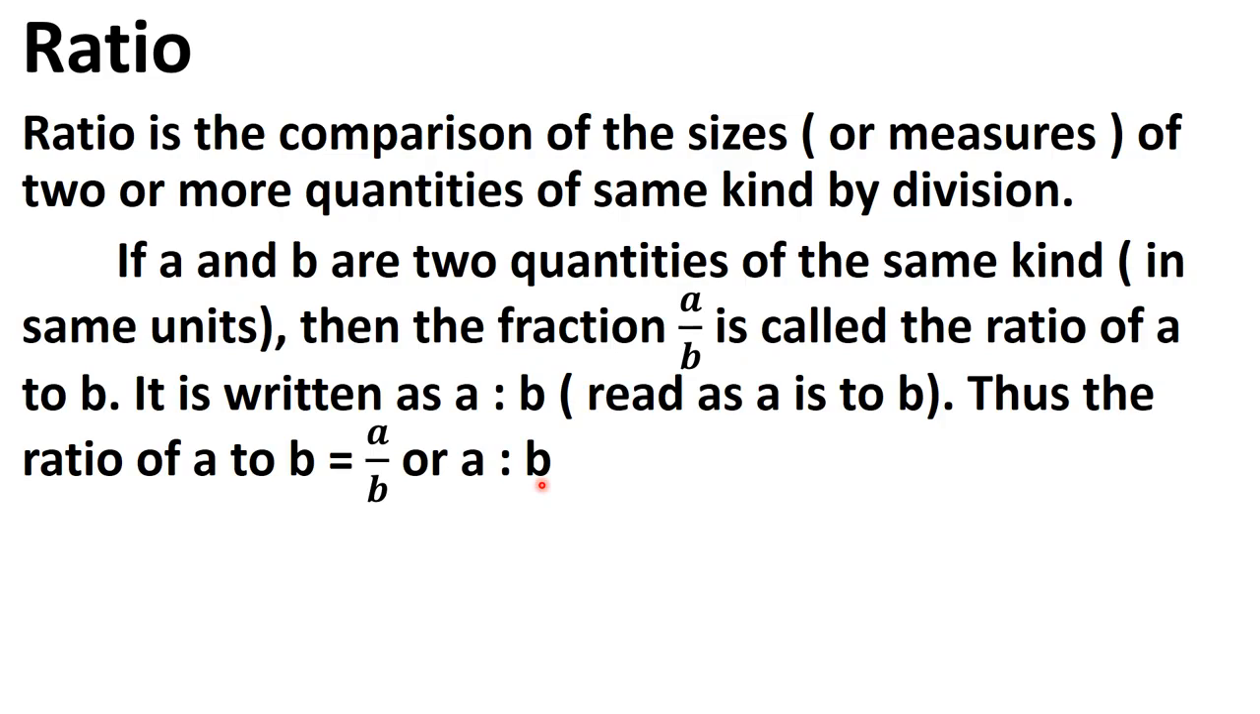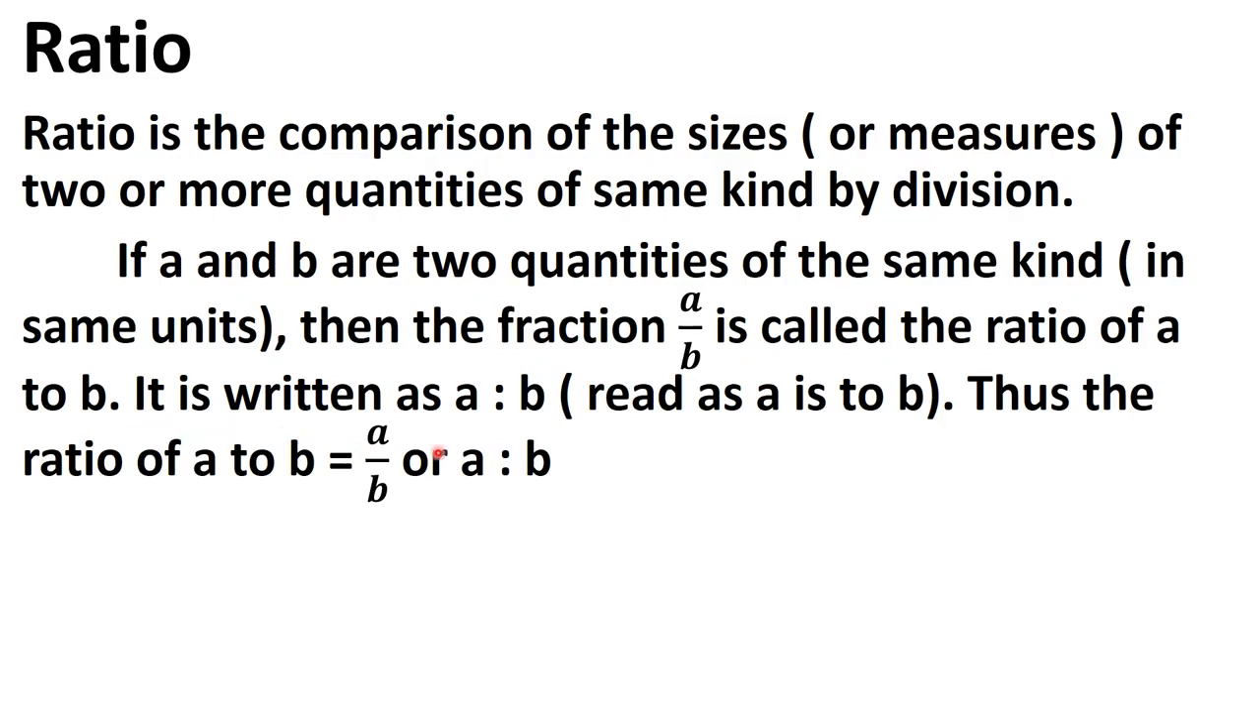Again, I am explaining. If we have two quantities A and B of the same kind, okay, means units must be same. They are of same kind. Then how we will compare these two quantities A and B? By dividing them, by using a fraction A upon B. This is called the ratio of A to B.